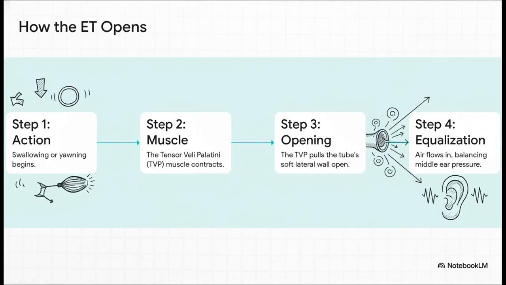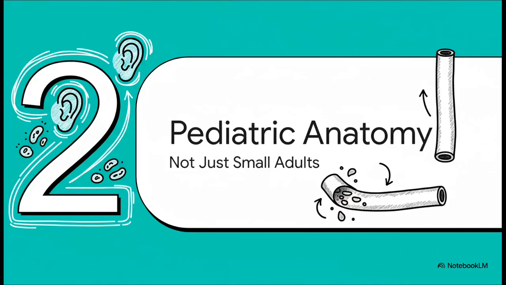Now, what's really fascinating here is how the tube opens. It's not just some passive flap, it's an active muscular process driven almost entirely by one muscle, the tensor veli palatini, or TVP. Every time you swallow, the TVP contracts, and as you can see here, it yanks the soft wall of the tube open for a split second. Air rushes in, the system resets, and it all closes up again. This happens 1,000 times a day, and you never even notice it. Okay, so that's the elegant system in an adult.